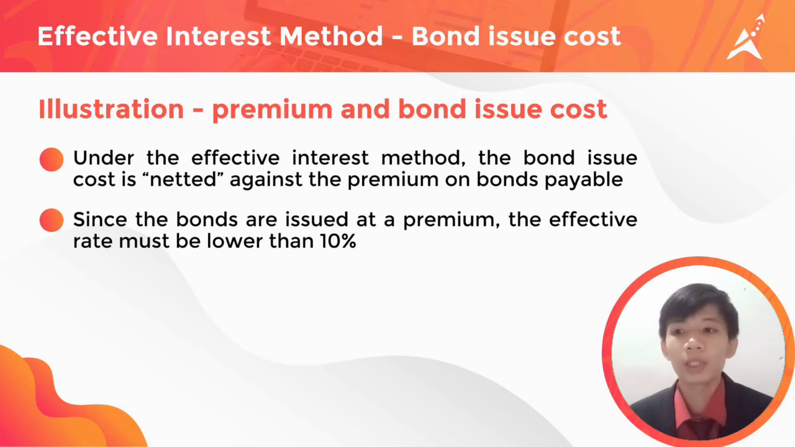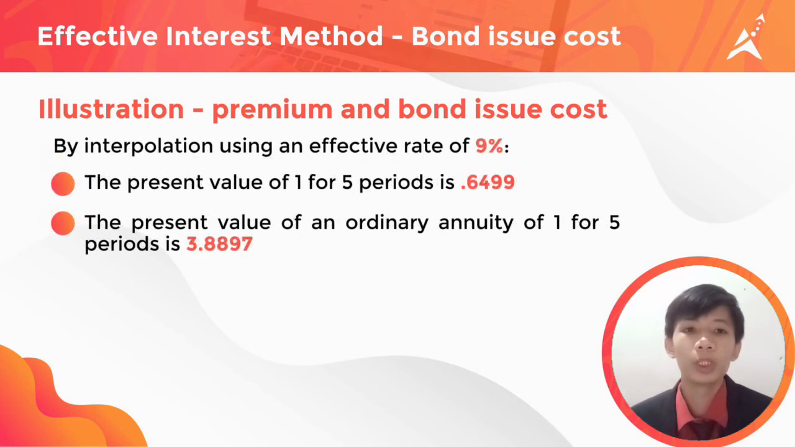Under the effective interest method, the bond issue cost is netted against the premium on bonds payable. This concept will be applied later in the process. Since the bonds are issued at a premium, the effective rate must be lower than the 10% nominal rate, which is opposite from discount on bonds payable, where the effective rate must be higher than the original rate, as what we did in the previous illustrations. So we would be using the 9% effective rate, which is lower than the original 10% rate.